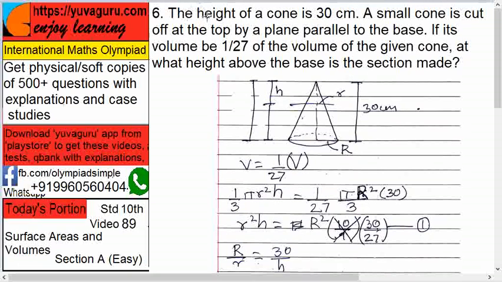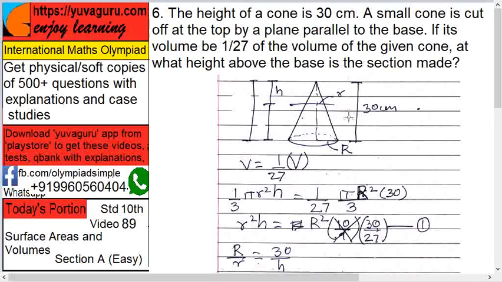Next, the height of a cone is 30 centimeters. A small cone is cut off at the top by a plane parallel to the base. If its volume is 1/27th of the volume of the original given cone, then at what height above the base is the section made?